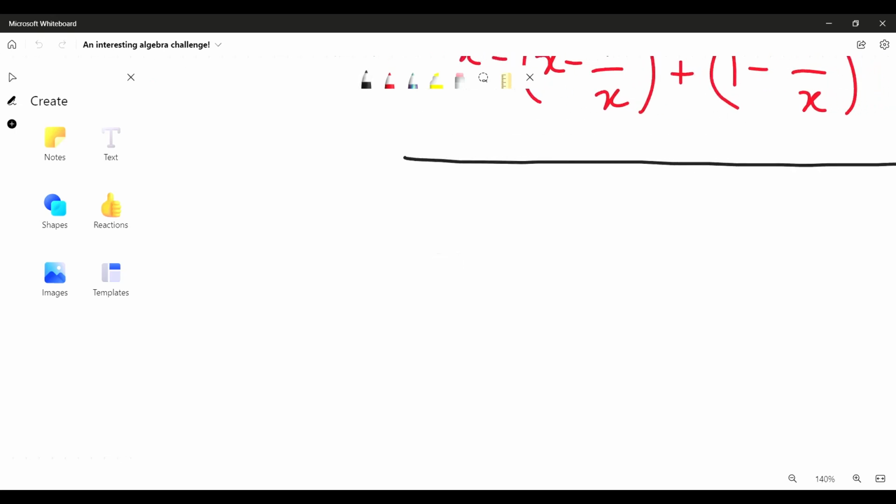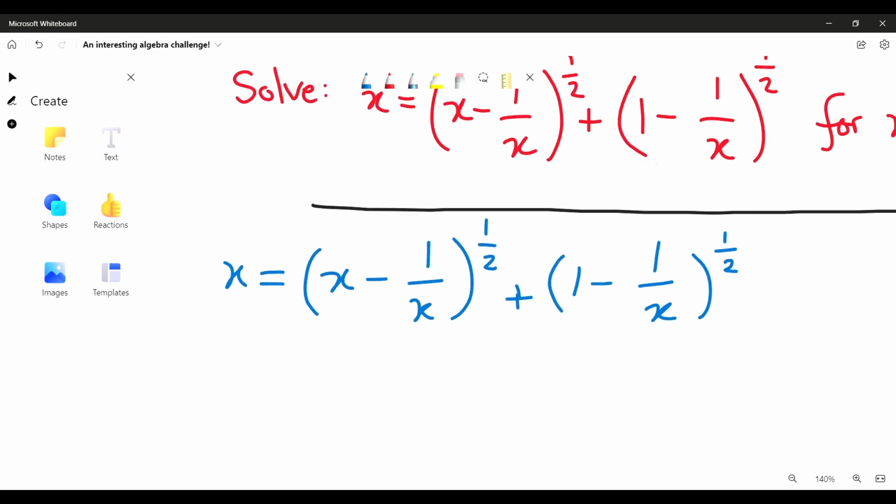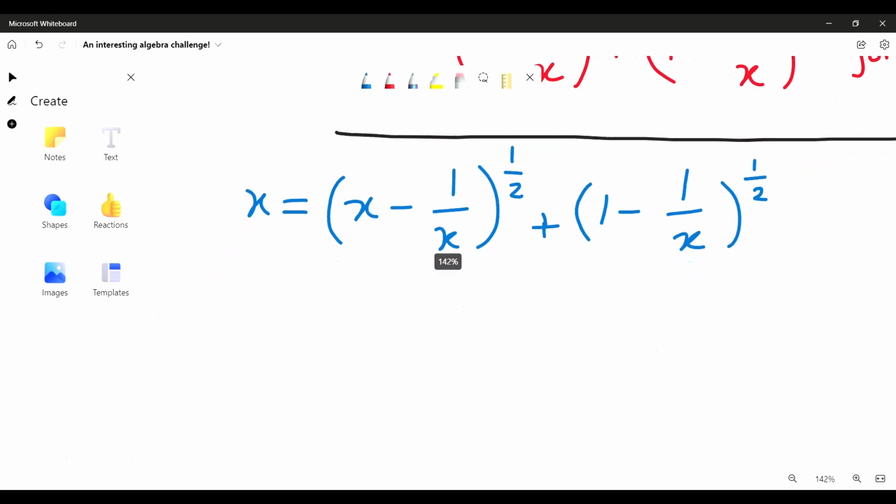We have x is equal to (x minus 1 over x) to the power half, so it's going to be the square root, plus (1 minus 1 over x) to the power half. Just to make sure I've written that correctly. Okay, so what can we see initially?